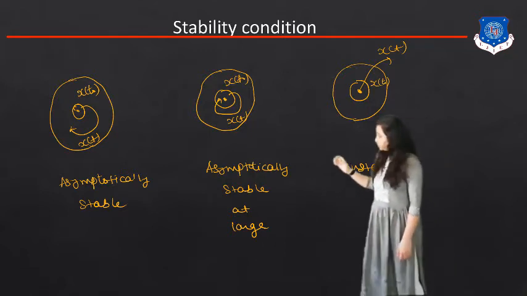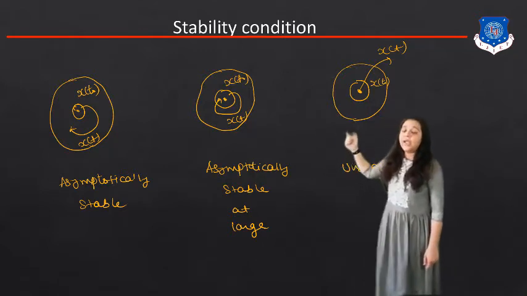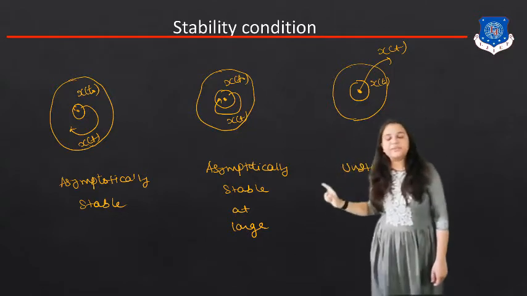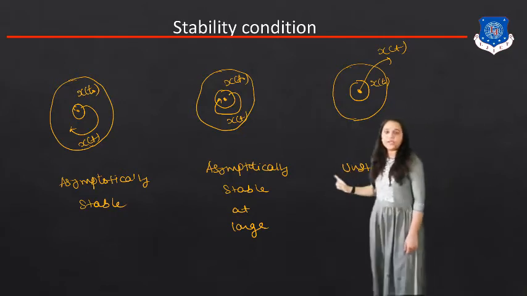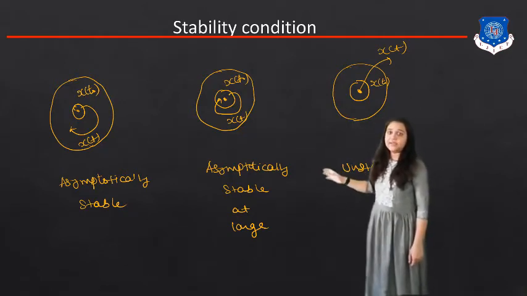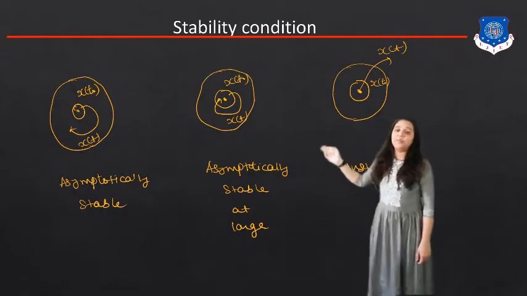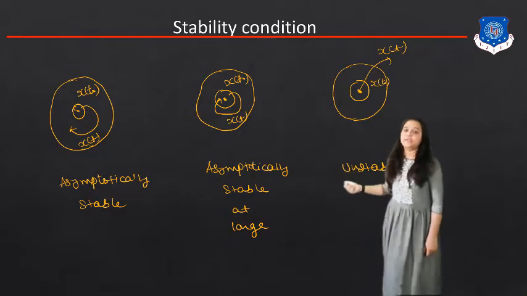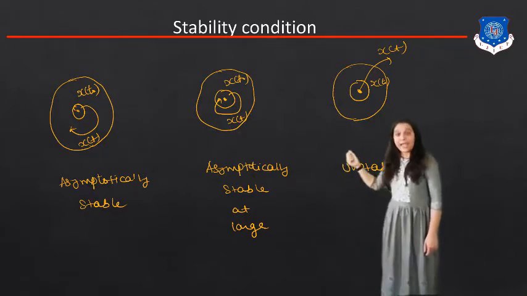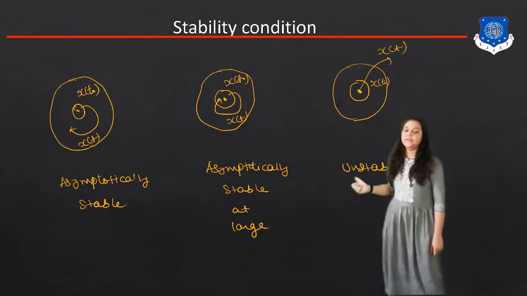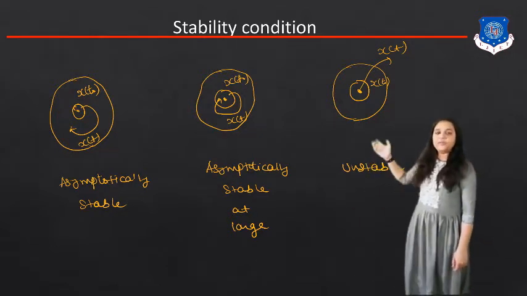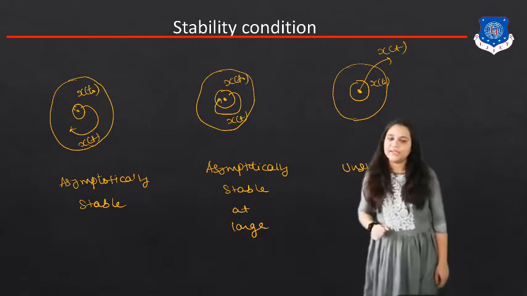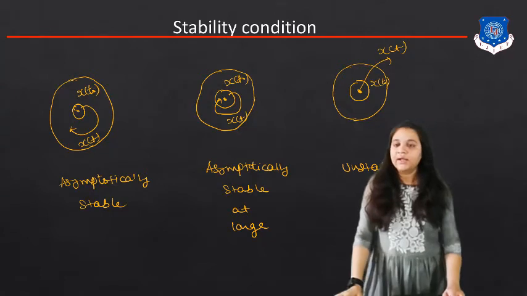The first one is that the initial condition is given and the value of x will vary within the circle. So this type of stable system is known as asymptotically stable. The second condition is that the value of x of t will vary from the initial condition and go back to the initial condition. So this type of stability is known as asymptotically stable in the large. And the third condition, if the value of x will vary out of the circle, that type of system is known as the unstable system. Clear?